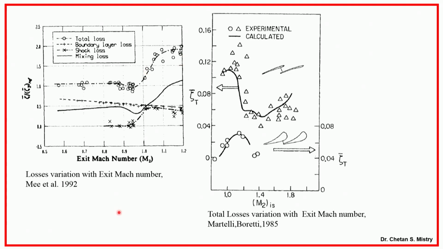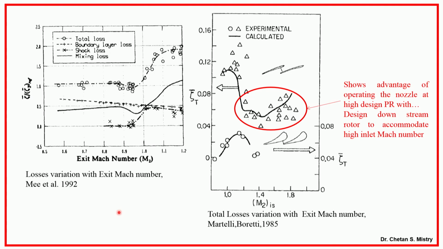Similarly, here this is one of the works that has been reported by Martinelli. What they have observed is, suppose my nozzle is operating at a very high pressure ratio, then we need to design our rotor to accommodate a very high Mach number, and this reduces my total losses.